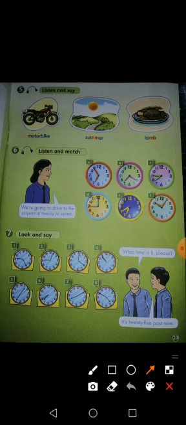20 to 7. Which one is 20 to 7? This one is 20 to 7. Okay, this one is what? 20 to 7. Okay, student? Look to the minute hand. The minute hand is on number 8. Can you see? On number 8, we don't say 20 past. We say 20 to 7. Okay? So the next one.